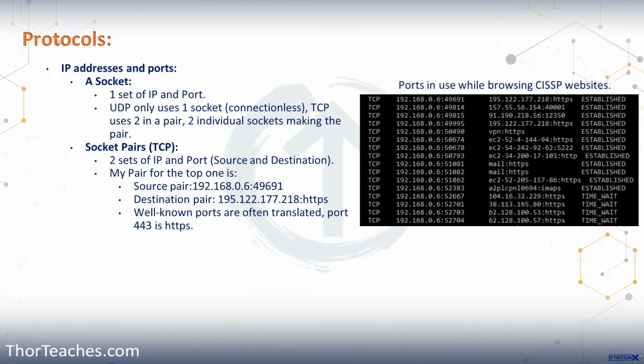If you look at the third column, you can see an IP address, then colon HTTPS. 195.122.177.218 is ISC Squared's website. After the colon, where you would normally see a port number, you see HTTPS. And it is very common to translate well-known ports to what they actually do. It is a secure website, meaning it is port 443 that is then translated into HTTPS. So an IP and the port is the socket. For UDP, we need one. For TCP, we need two. And that is a socket pair.